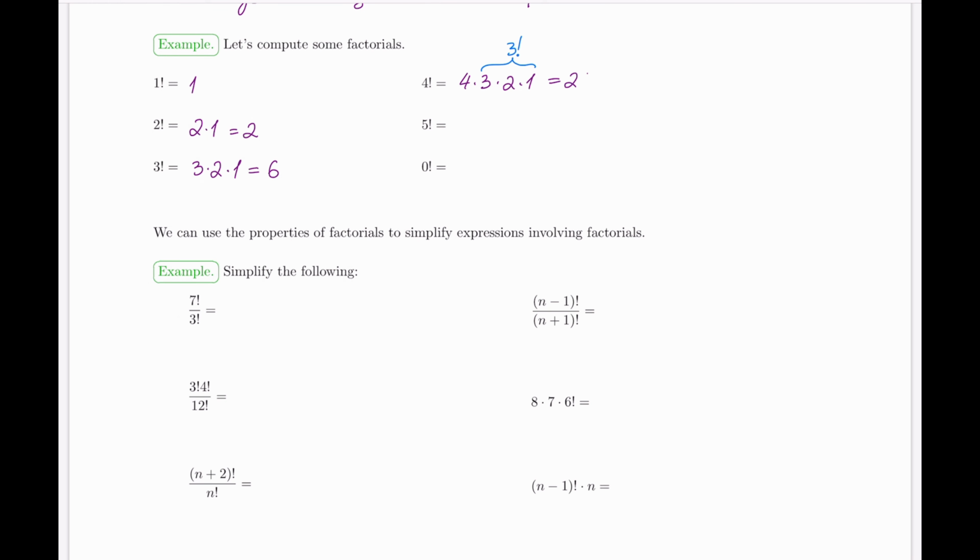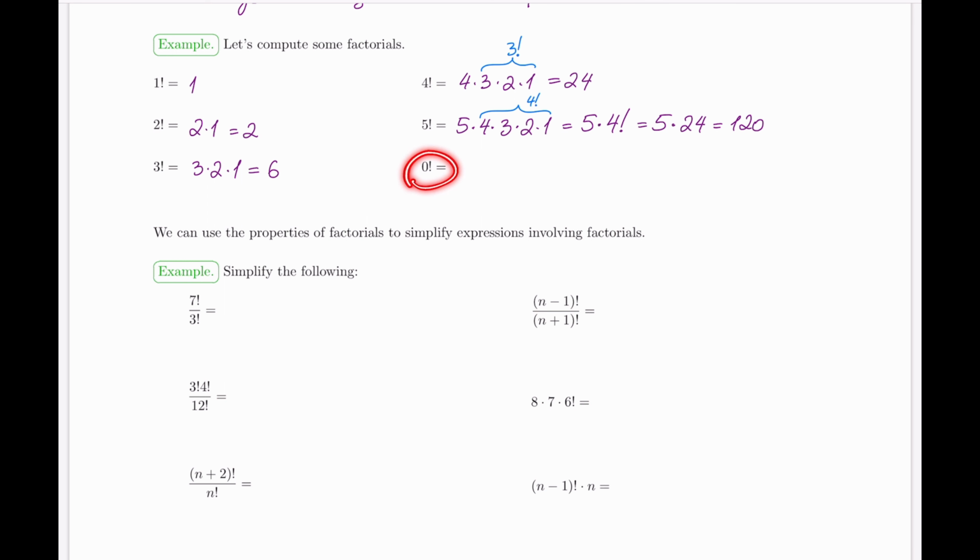or altogether 24. 5 factorial is going to be 5, 4, 3, 2, 1. And again, in a similar fashion, I notice that this was just computed as 4 factorial, so I can simplify my calculations a little bit. So this is going to be 5 times 4 factorial, or 5 times 24, or altogether 120.